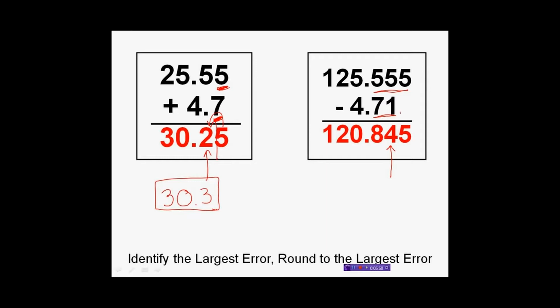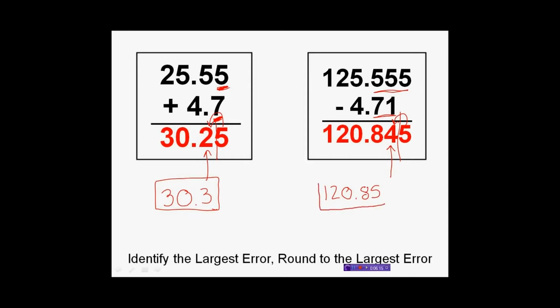We're going to take this right here and chop the 5 off. Before we do so, does the 5 round the 4 up? Yes, it does. So my rounded answer to the correct number of significant figures is 120.85. And that is my final answer.